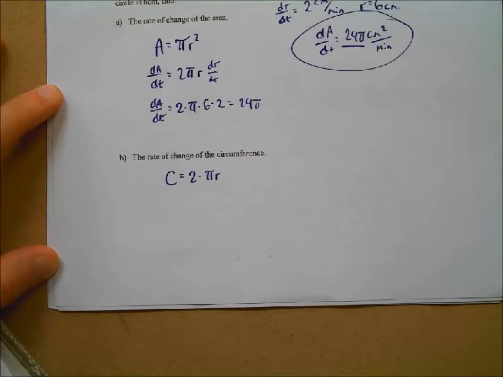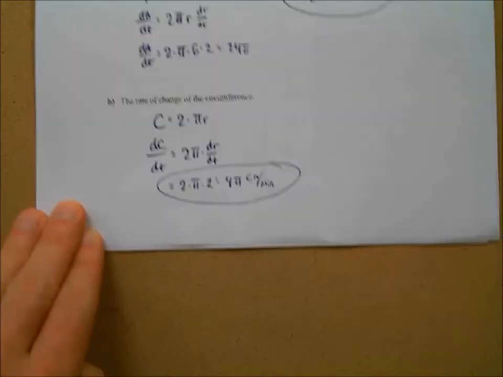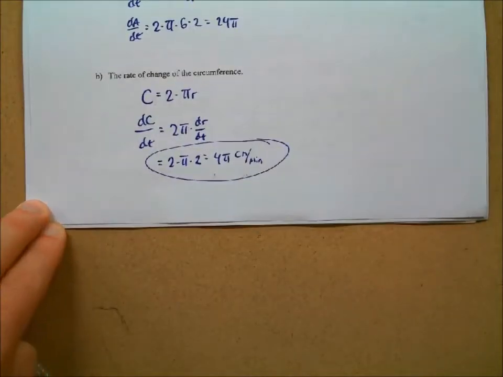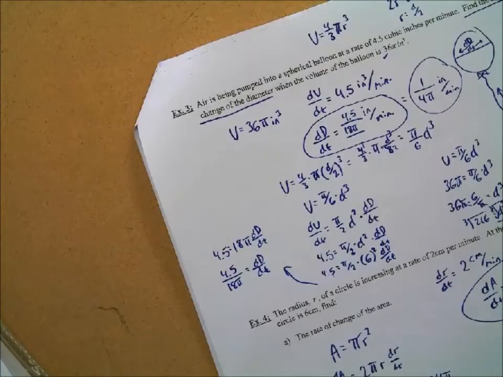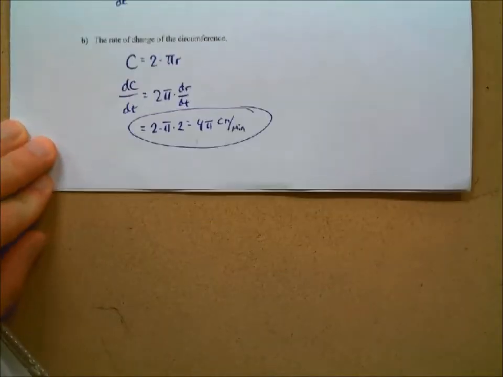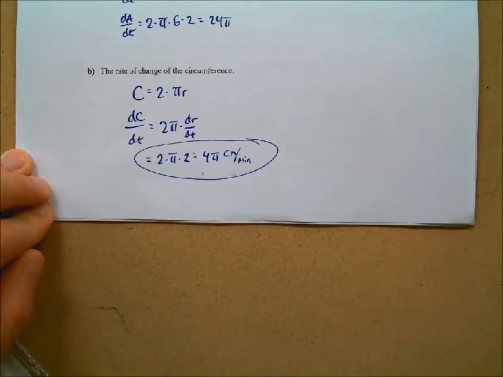Yep, good job. So 2 and pi are just coefficients. You just need to worry about getting rid of r and bring 2 pi dr dt. There's the answer. Whoops, I meant to freeze it and it didn't freeze it. So, questions on any of that?